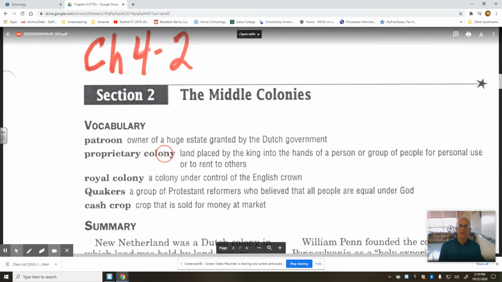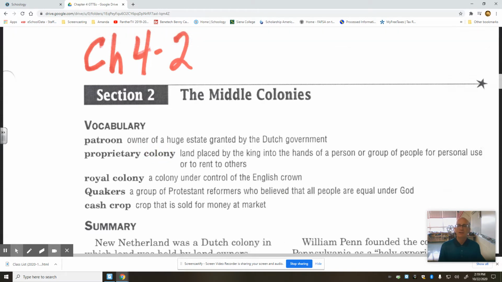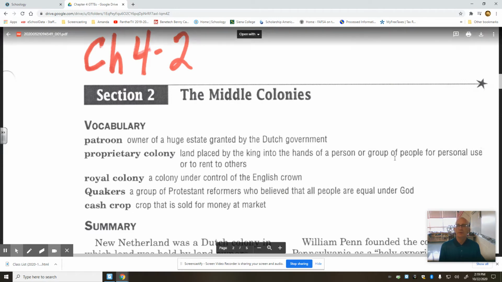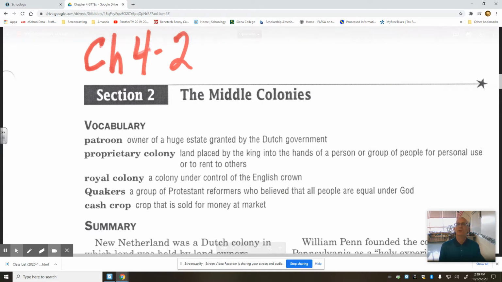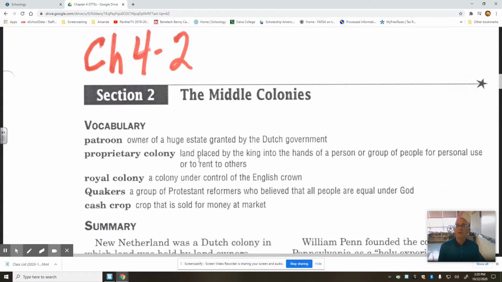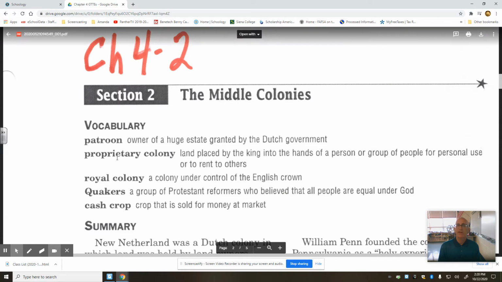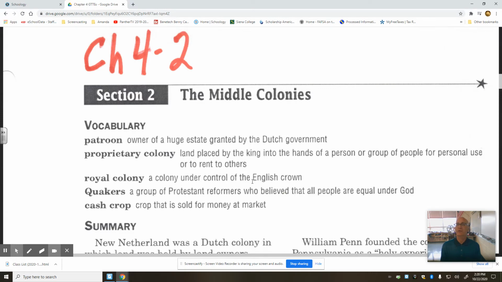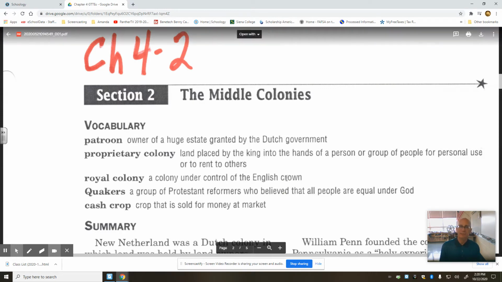Proprietary colony is the next term. Proprietary colony, land placed by the king into the hands of a person or group of people for personal use or to rent to others. So this is basically a plot of land that the king would have granted to a friend or a family member or a group of people, and the king allowed those people to pretty much use that land however they wanted to. A proprietary colony. A royal colony is a colony under control of the English crown, a colony under control of the king.